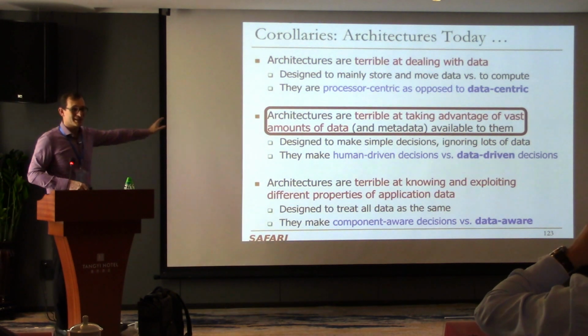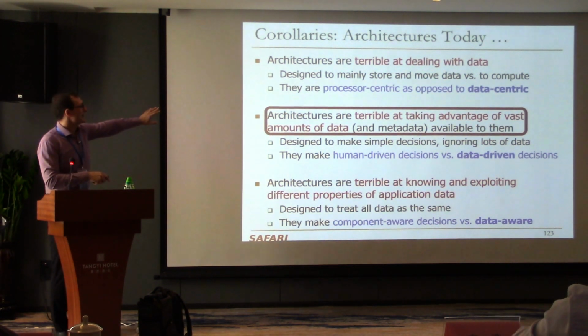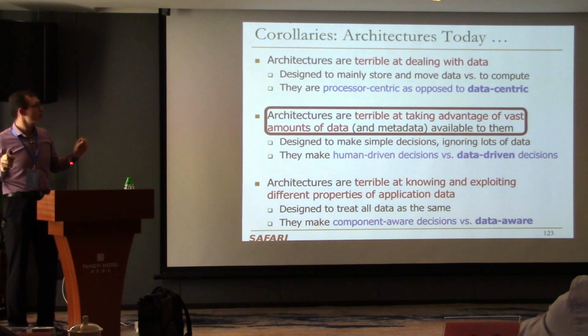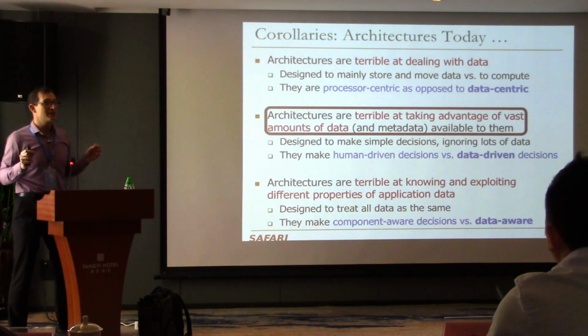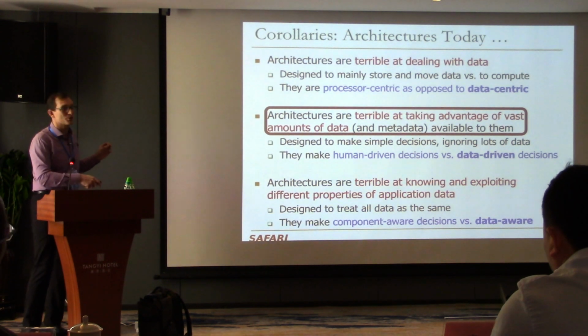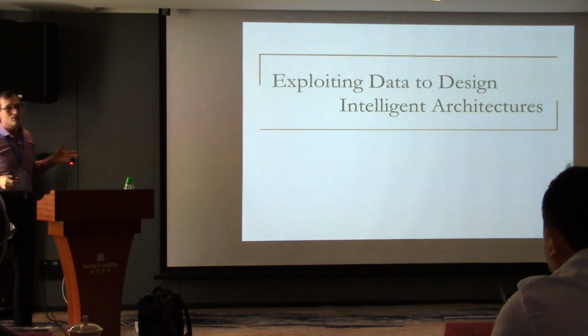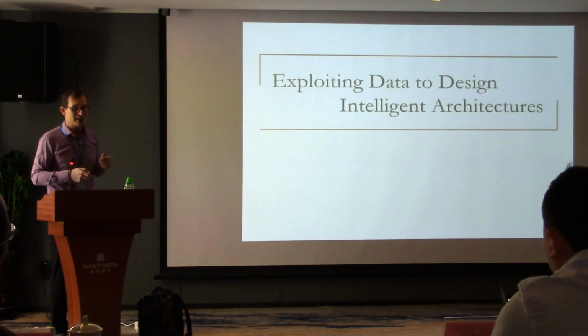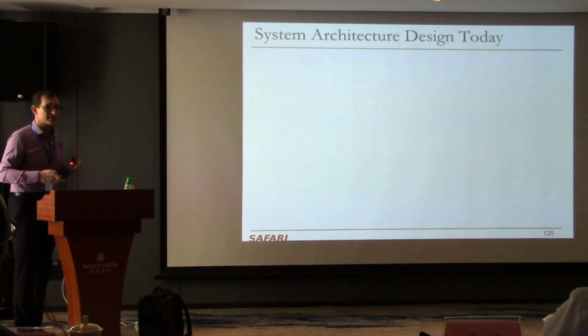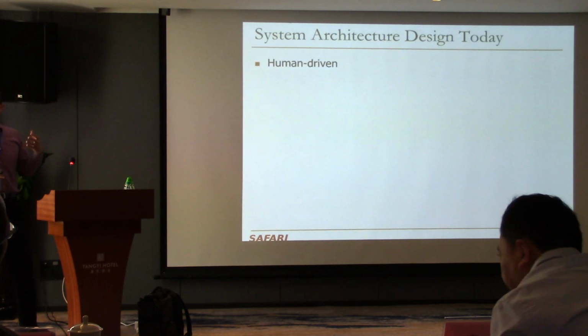Okay, the second part. If you recall, we said that today's architectures are not good at exploiting the data and metadata, a lot of data that's available to them. They make human-driven decisions as opposed to data-driven decisions. So I'm going to give you examples of how we can fix that, potentially. I call this exploiting data to design intelligent architectures. And as I said, the architectures we design today are very much human-driven.